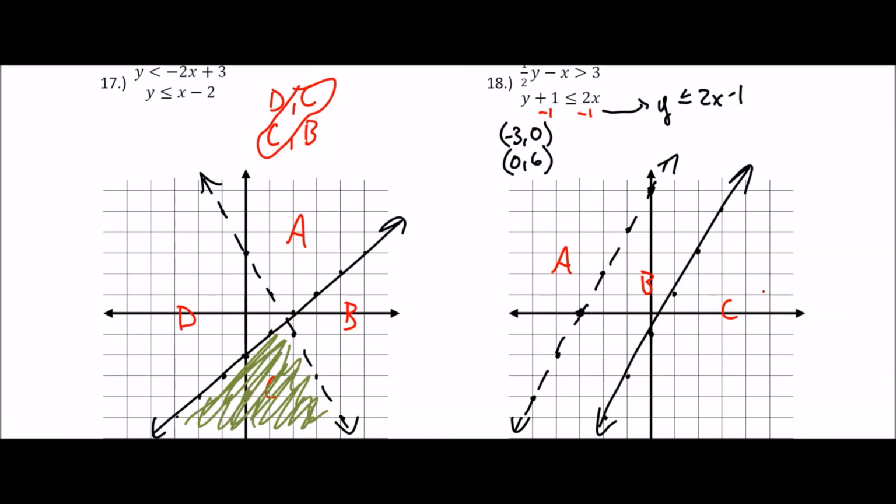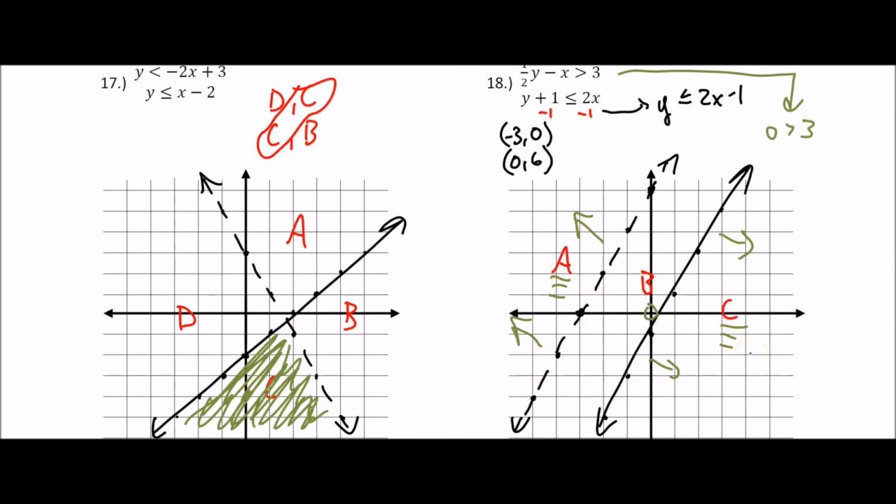Because the first one's not in slope-intercept form, maybe I'll choose a test point. If I choose the test point 0, 0, when I plug that into the first one, I end up with 0 is greater than 3, which is a false statement. So for the dotted line, it's telling me to shade section A, over here. For the second line, it says less than that line, so less than means below the line. So it's telling me to shade section C, which is over here.